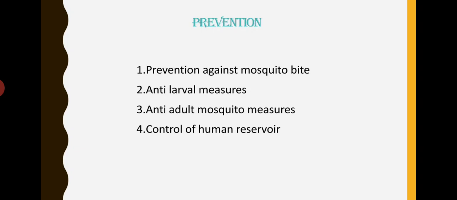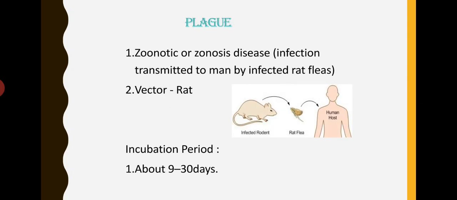Then anti-adult mosquito measures. Then next, control of human reservoir. These are some preventive measures for malaria. Now next, arthropod-borne diseases including the plague.